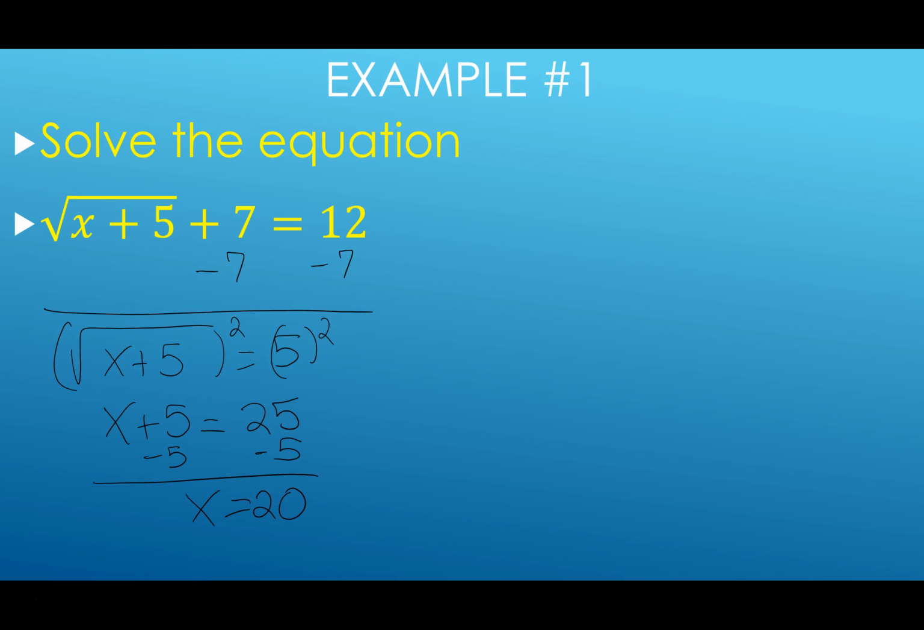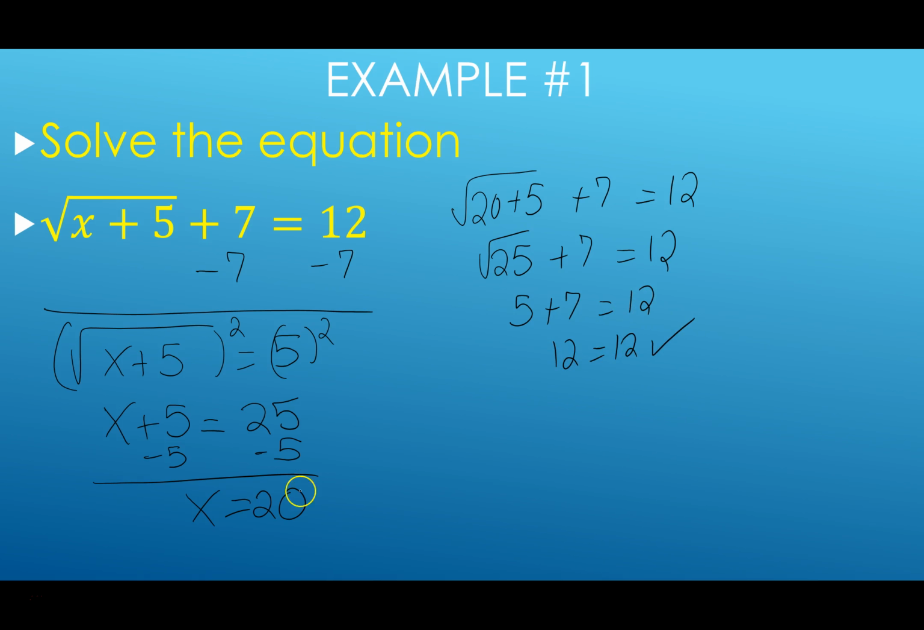Again, it appears to be the answer, but good mathematics for the radicals, we always have to plug it in to check. So we have the square root of 20 plus 5, plus 7 equals 12. Square root of 25, which is 5. 5 plus 7 is 12. And both sides work. So x equals 20 is the solution. We want that. Always do the check step. If you do not do the check step, you actually will lose points on a quiz.